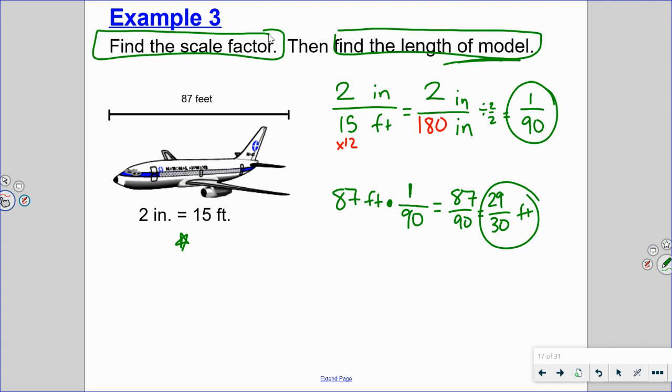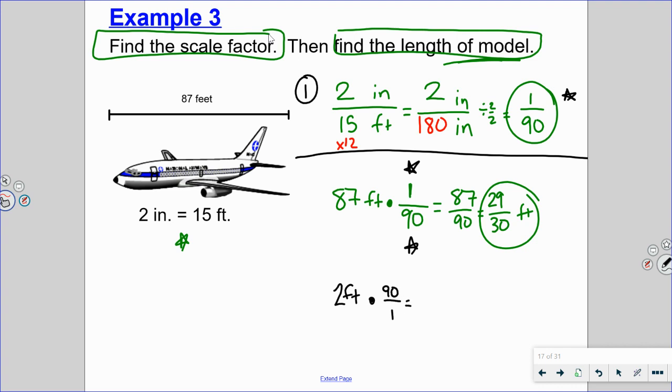So again, step 1 was to use the scale, inches to feet, to find the scale factor, inches to inches. Sorry if the microphone muted out. In that case, the scale is 1/90th. Then we can use that scale to say, all right, what is given to us? By the way, if they gave you the model, let's just say the model was 2 feet, which would be a very big model, instead of multiplying by 1/90th, you'd multiply by 90 wholes to find the actual.